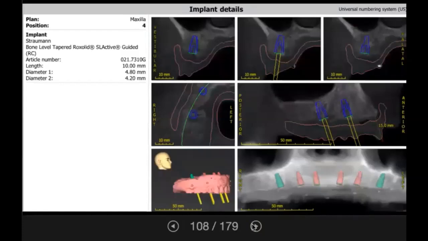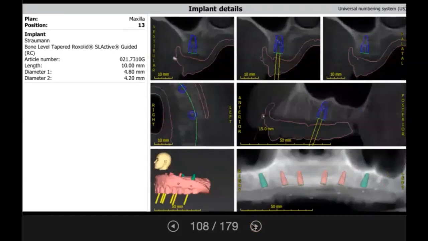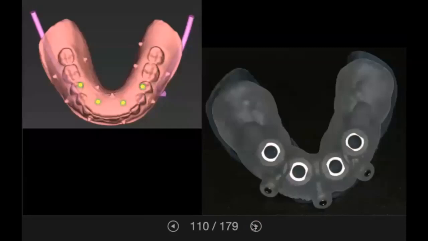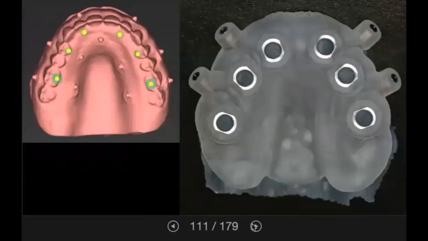All maxillary implants are centered in solid bone and stop just short of the maxillary sinuses. Due to the poor bone quality within the posterior maxilla, larger diameter implants are used for additional locator strength and support. The mandibular and maxillary surgical guides are fabricated with skeletal fixation pins for enhanced guide stability.